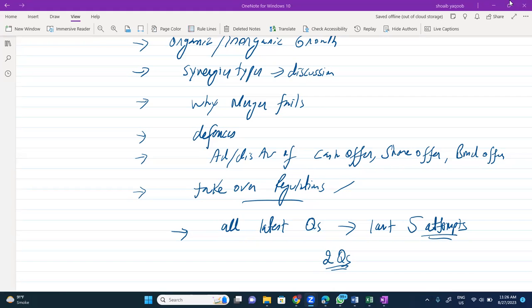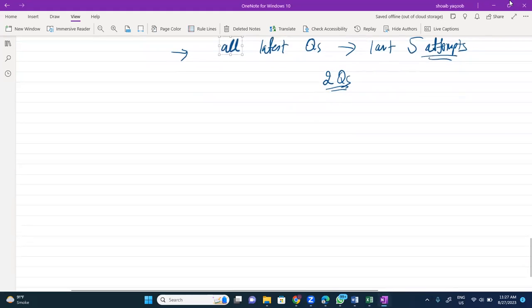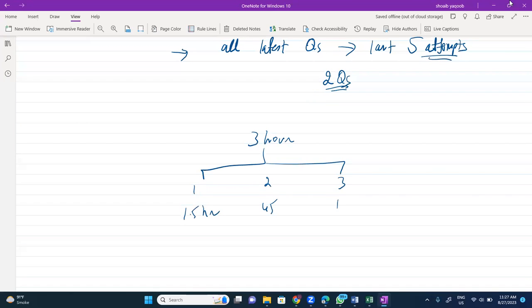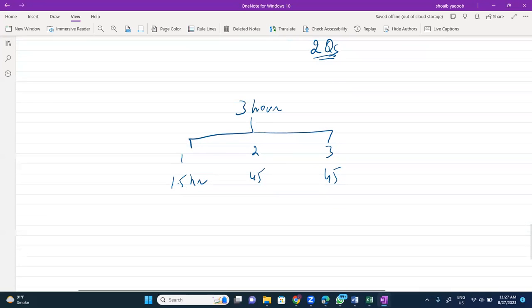Look, the perfect way to manage time is, let's suppose you have 3 hours. You have to solve one question in 1.5 hours, another question in 45 minutes, and another question in 45 minutes. Your clock will be ticking. It may be a digital clock. For example, your exam is at 9 a.m. While solving the question, do keep a watch on this clock. You have to finish question number 1 in 1.5 hours.